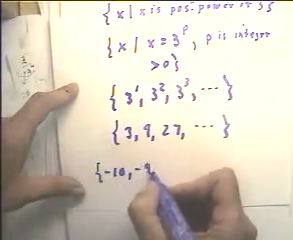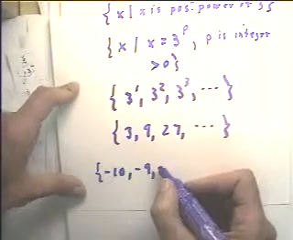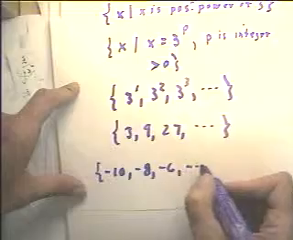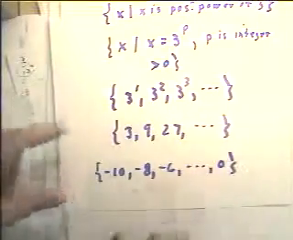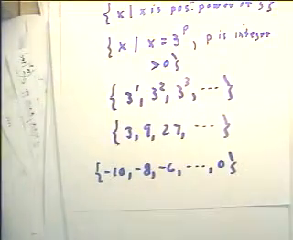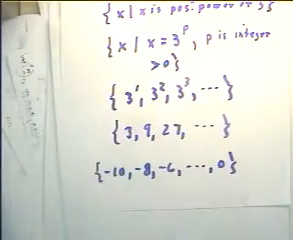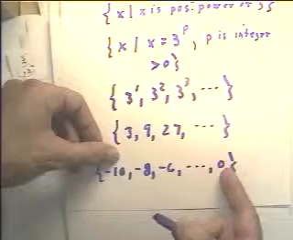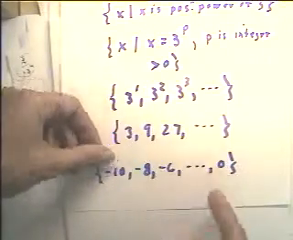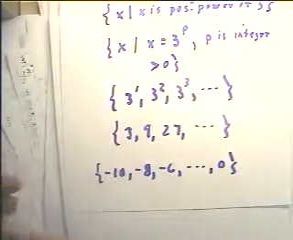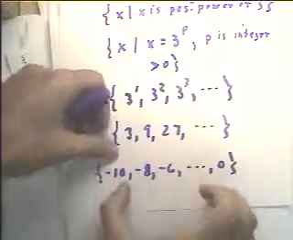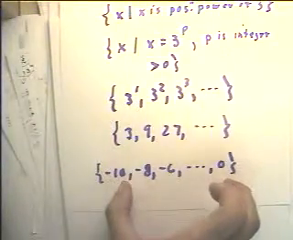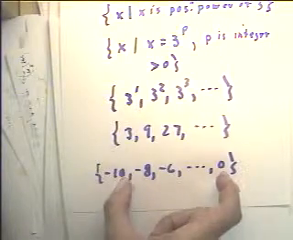-10, -9. Actually, let's make it -10, -8, -6, ending at 0. Is this a finite or an infinite set? Now, a lot of people will say that this is a finite set because it's bounded below and above. It's got a smallest number and a largest number. But of course, there's an infinite number of real numbers between -10 and 0, so you can't just say it's a finite set because it's got bounds on it.